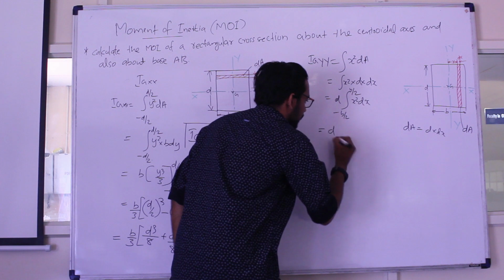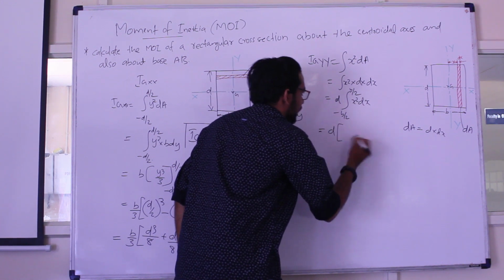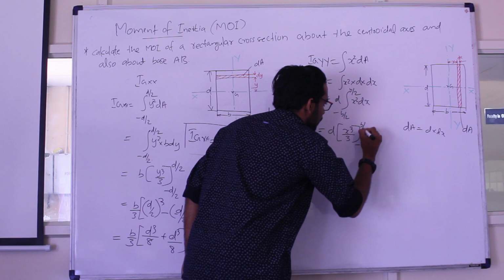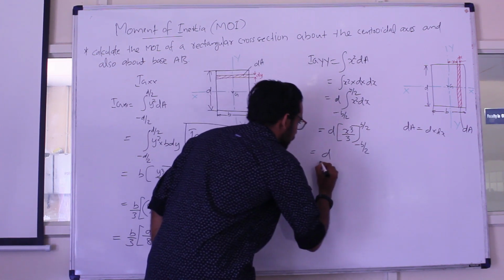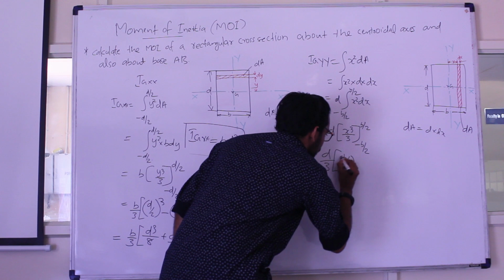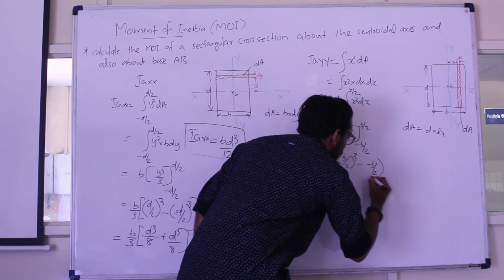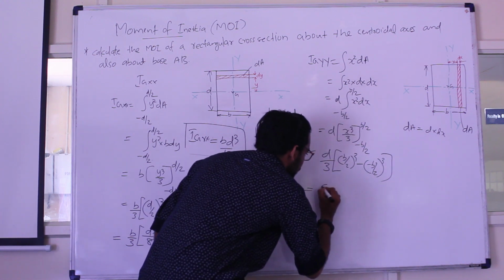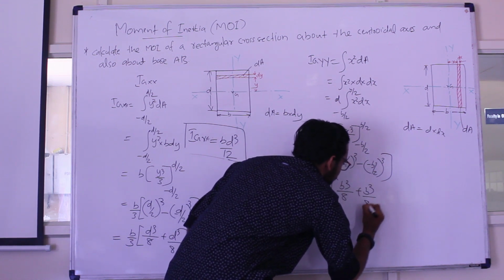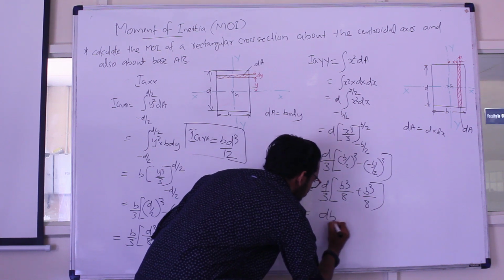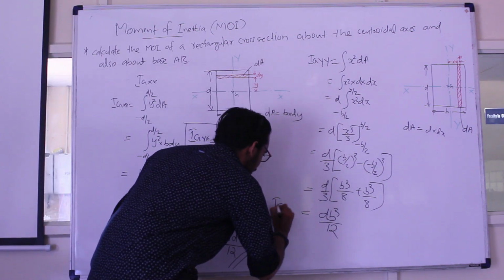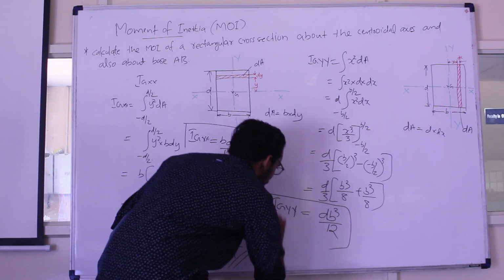Fine. So d into integral of x square dx, which is equal to x cube by 3 from minus b by 2 to b by 2. Taking 3 outside and applying the limits, it is d by 3 into (b by 2) cube minus (minus b by 2) cube. This will become d by 3 into b cube by 8 plus b cube by 8. Finally, it is db cube by 12. So the final answer is Igy is db cube by 12.